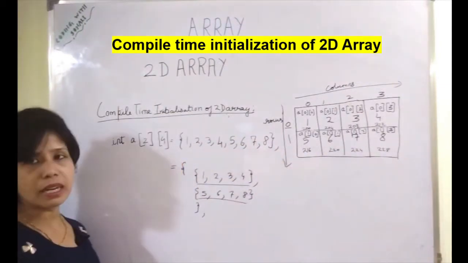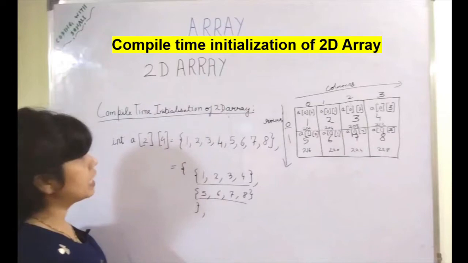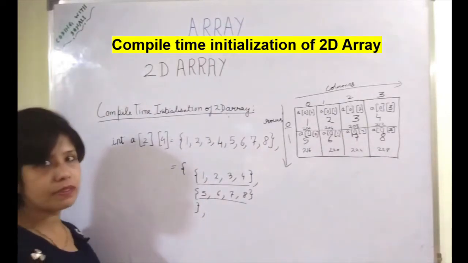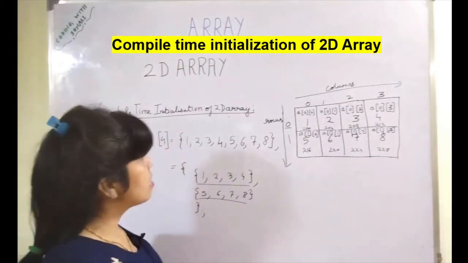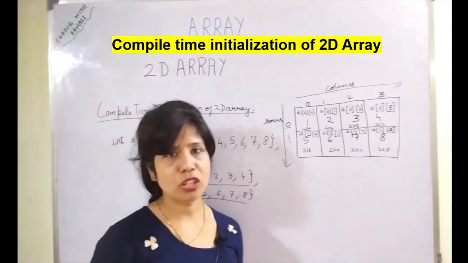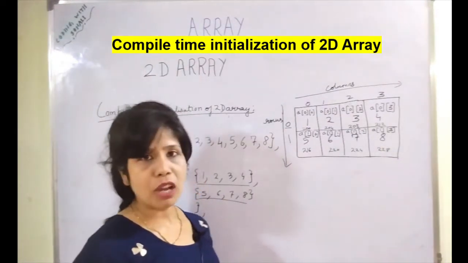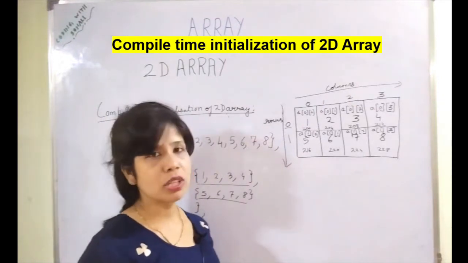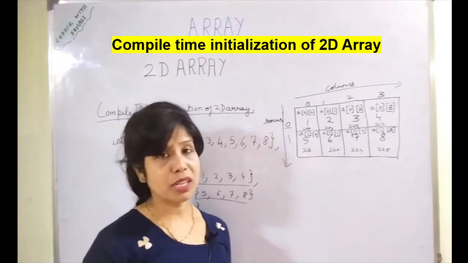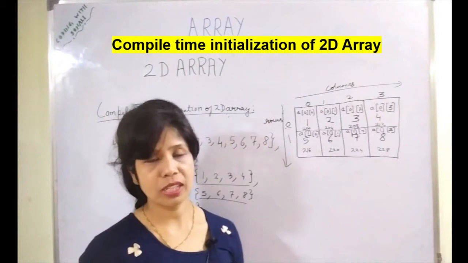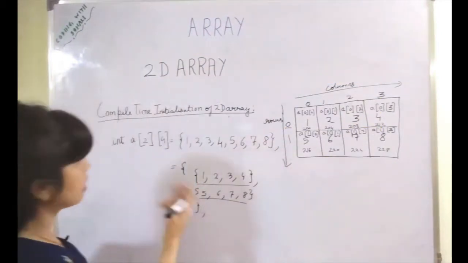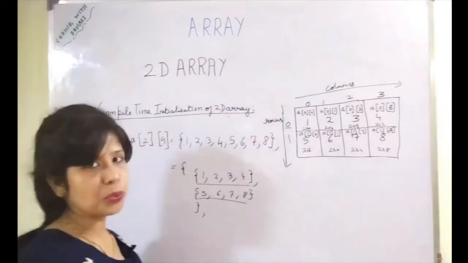We will be seeing the runtime initialization of the 2D array, and then later on we will see how to calculate the address of each element by row major order form as well as column major order. We will draw the formula for each of them, and we will also see starting from the index 0, and we will also change the index.